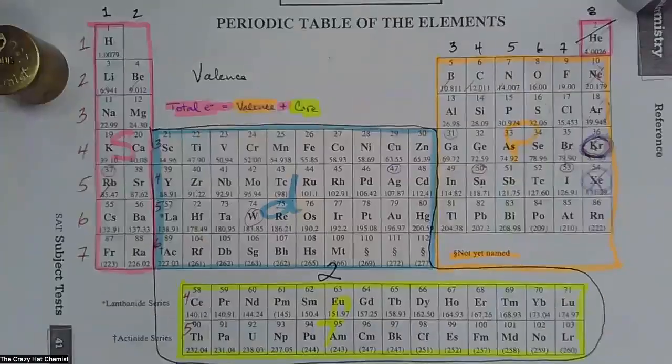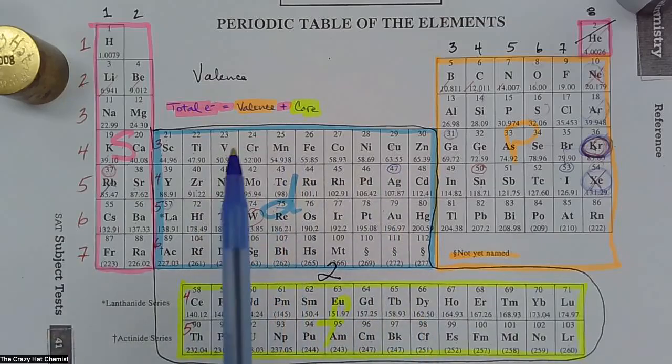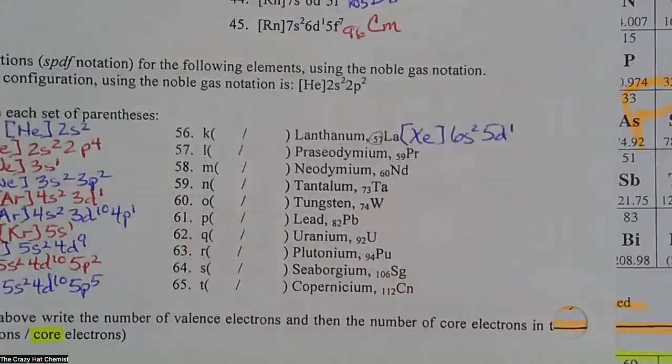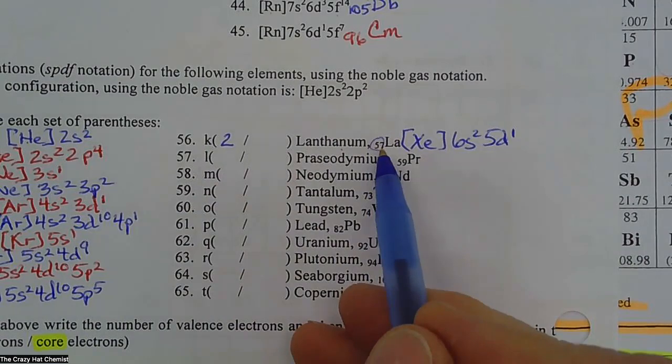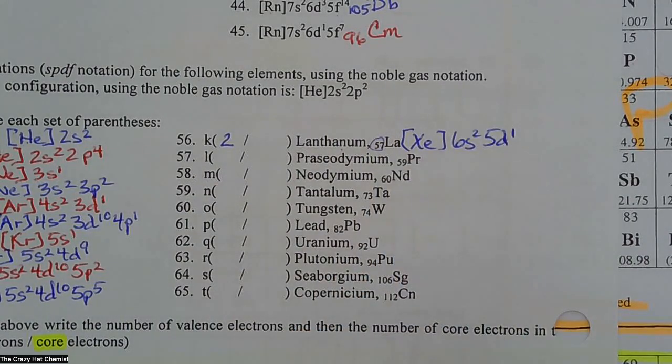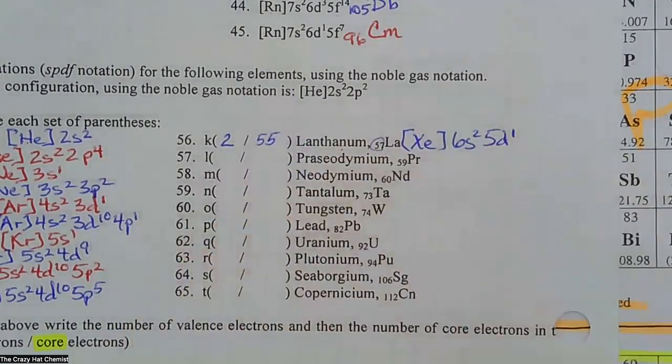Now we need to figure out the number of valence electrons. Well, lanthanum is in the boot, so it has 2 valence electrons, and the total number of electrons is 57. So we're going to take 57 minus 2, and we're going to get 55 core electrons for lanthanum.